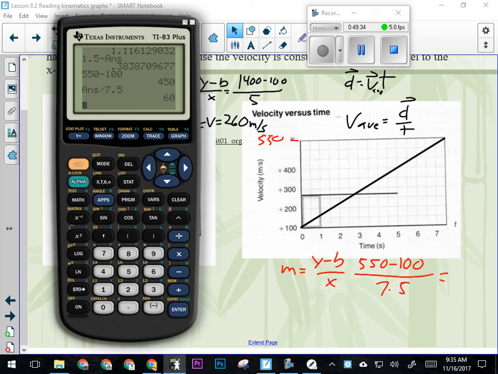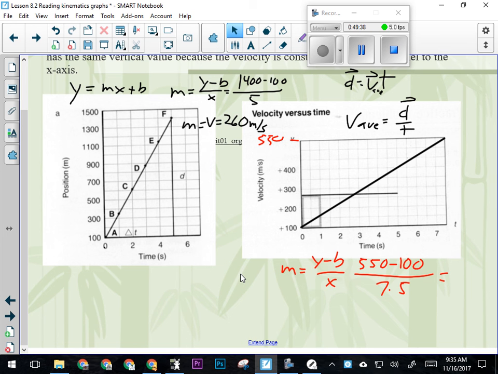All right, so the acceleration is 60, but what are my units? No, meters per second are the units for velocity. I'm calculating the rate at which my velocity changes. What did I just divide? I divided meters per second by seconds, so that's meters per second per second.